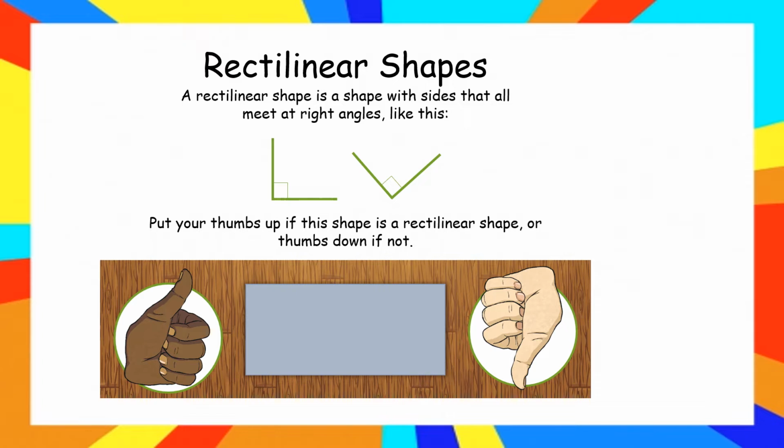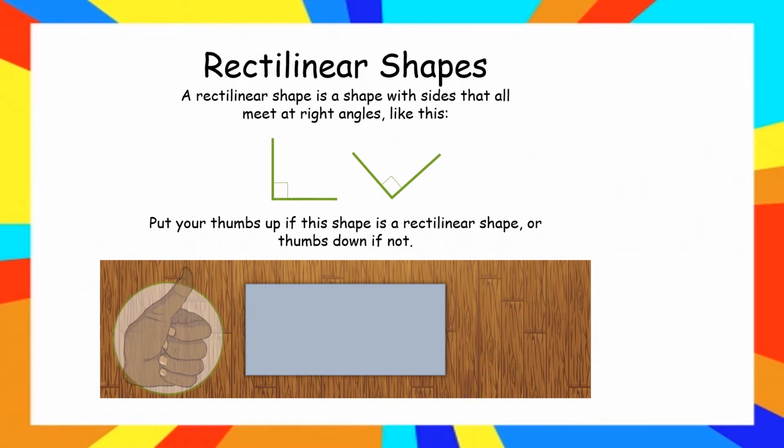Now, look at this shape. Is it a rectilinear shape? Remember, rectilinear shapes are shapes that all meet at a right angle. If it is a rectilinear shape, give a thumbs up. If not, give a thumbs down. Thumbs up. Well done if you gave a thumbs up. It is a rectilinear shape.